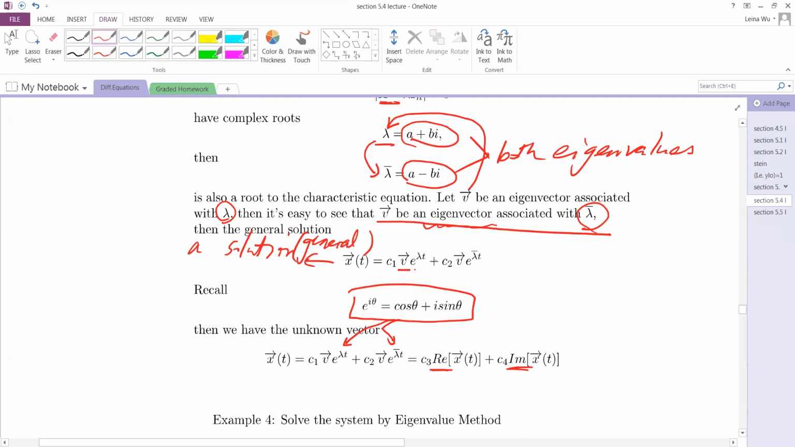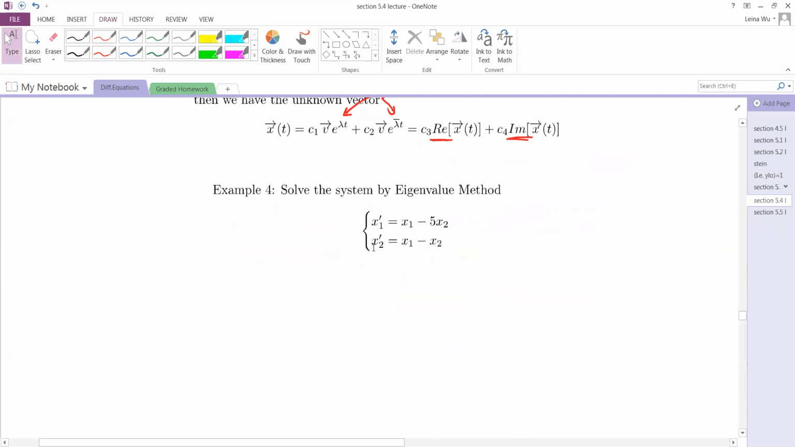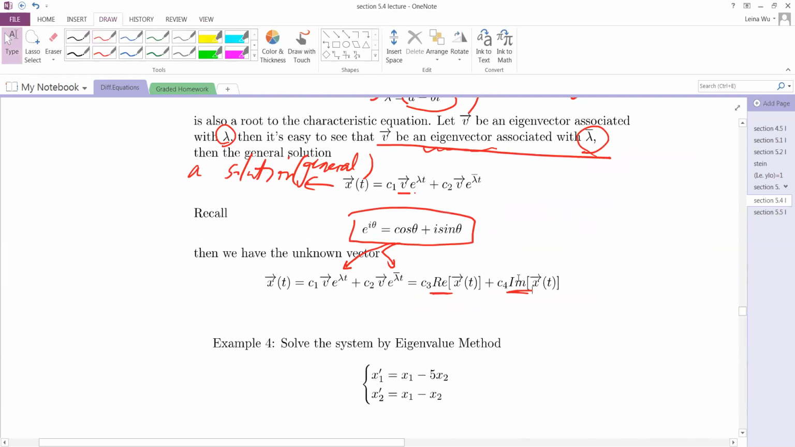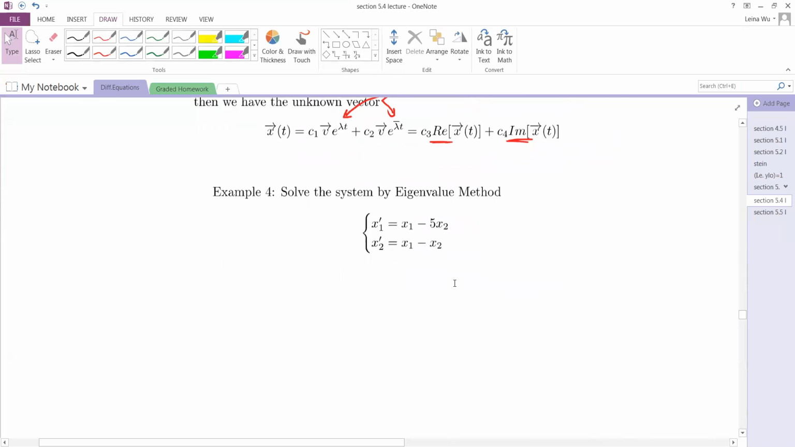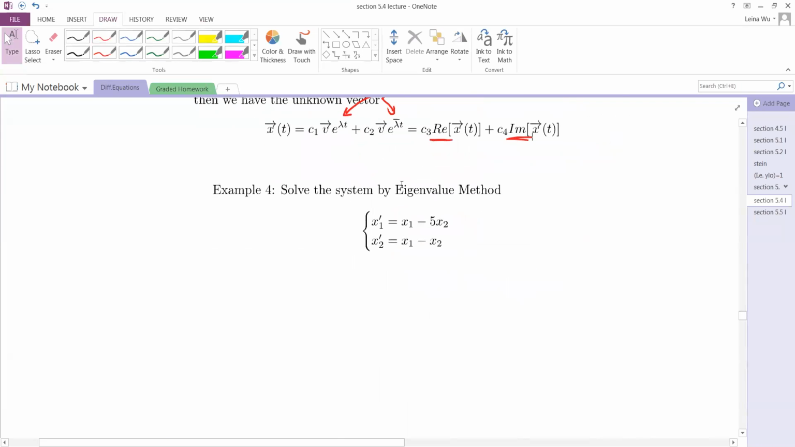I'm going to demonstrate what we have just talked about by using an actual specific example. That might be helpful, right? Let's see how we get the real part and the imaginary part, and how we use Euler's formula to get this conclusion in general. We're going to take it slow and look at example 4. Example 4: solve the system by the eigenvalue method. This is a system of only 2 unknowns, and matrix A shouldn't be too difficult.